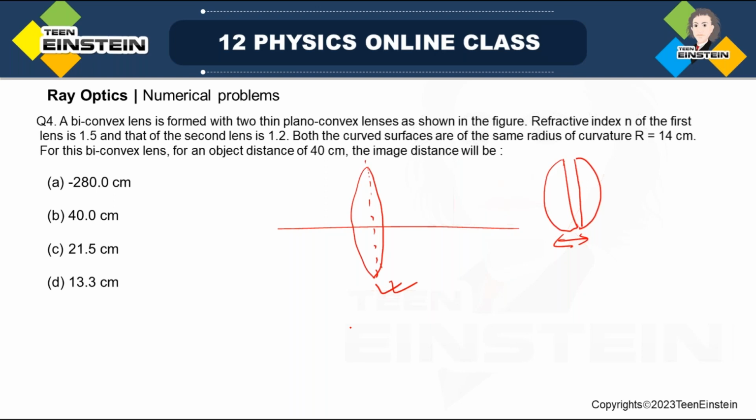Now the refractive index n of the first lens is given and of the second lens is also given. So n1, n2 are given. Look here, for this particular part, suppose this is n1, it has n1 1.5, and that of n2 is 1.2. Both the curved surfaces have the same radius of curvature.